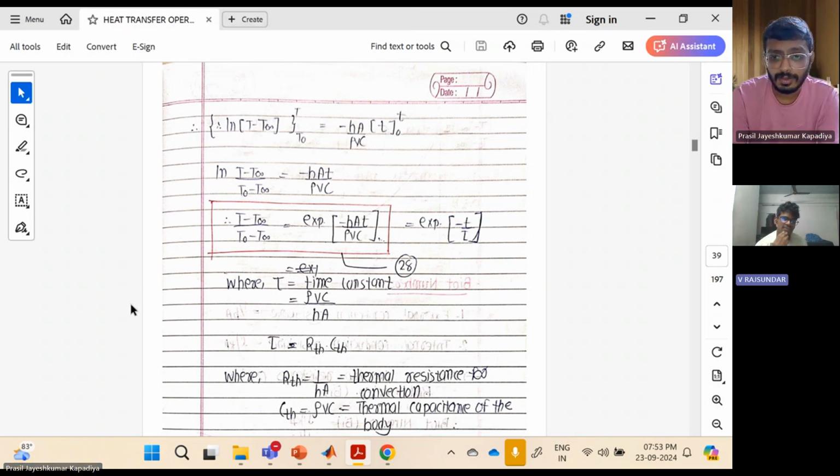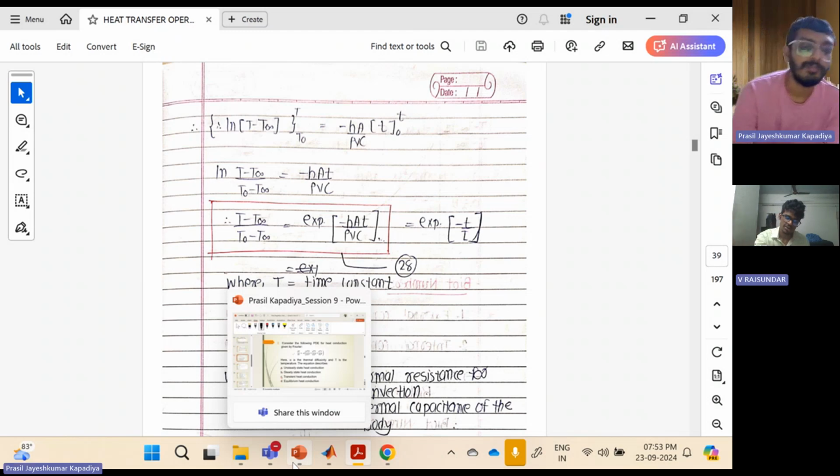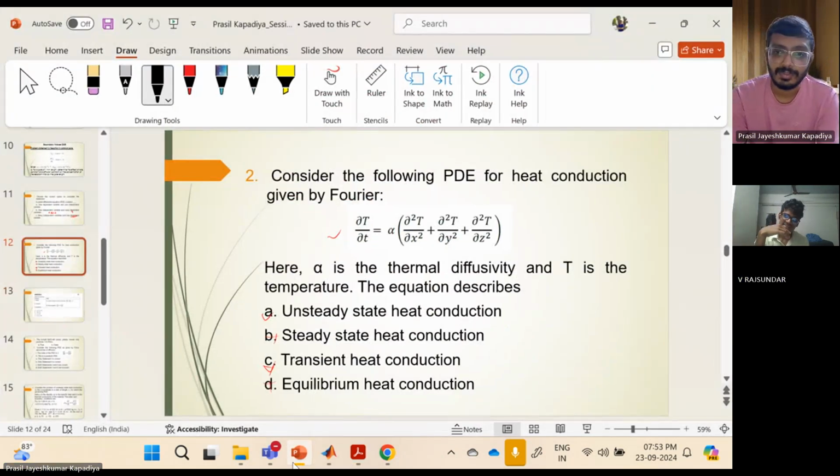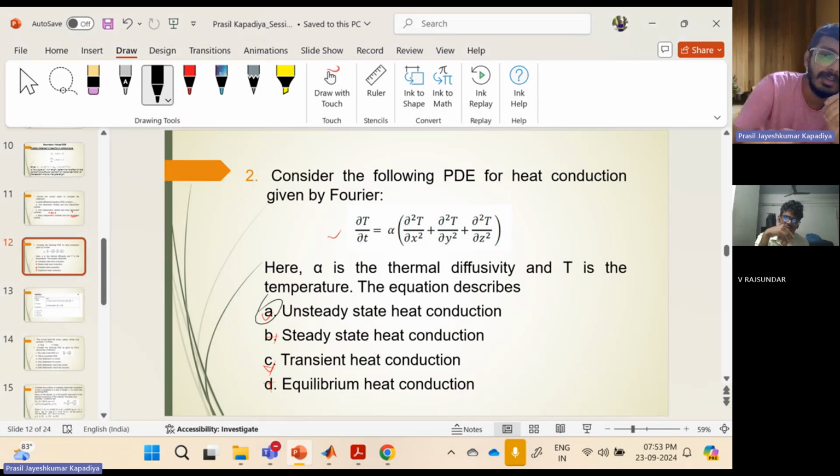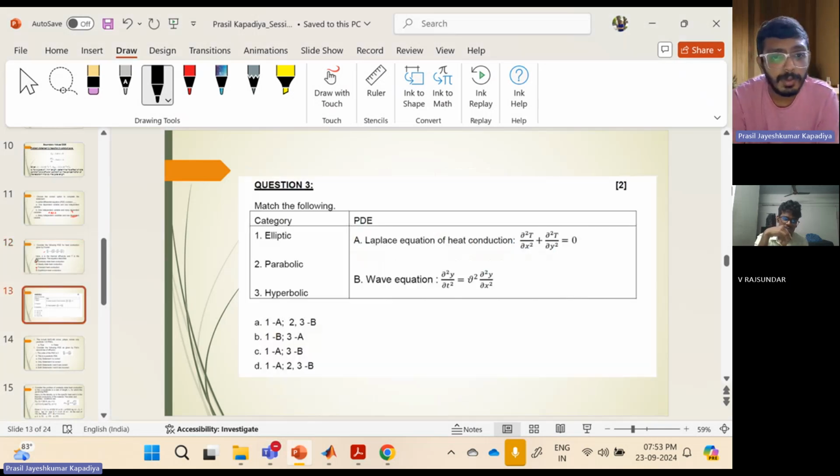No, we don't. We didn't have heat transfer 2. We only have heat transfer 1, and it contains only steady state operations. We didn't even go to unsteady state. So the correct answer should be unsteady state only. Then let's move ahead with the next problem.